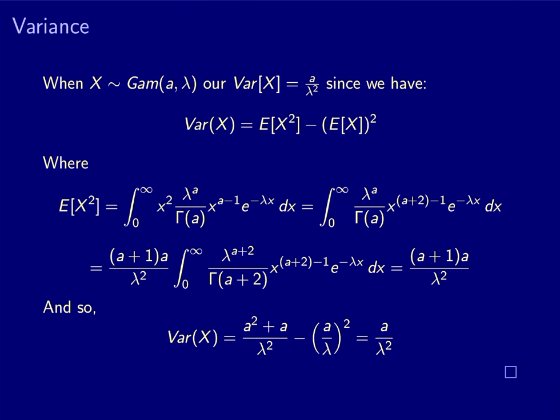So our variance is a over lambda squared. And now that you see that, you may start to see a pattern here with how it relates to the exponential distribution. Either way, let's just quickly look at this integral here. You'll see that we're using the same trick as last time. There's nothing new here, right? We did this in the expectation slide a minute ago. And really the idea is just to use the properties of the gamma function.